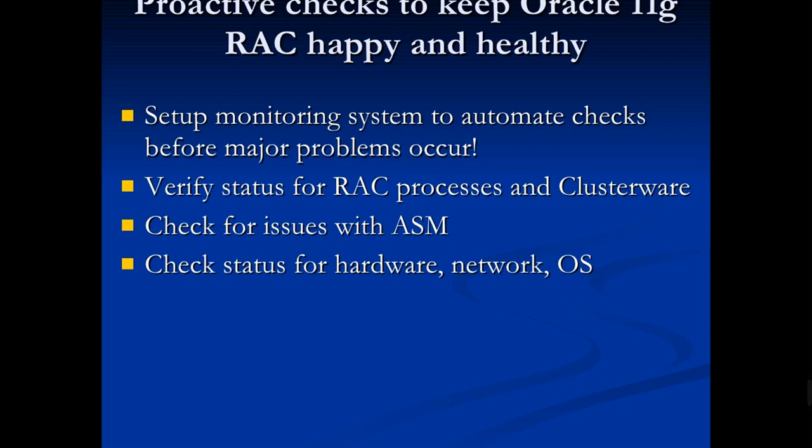Proactive checks to keep Oracle 11G RAC happy and healthy. What we are going to discuss in this chapter: set up a monitoring system, automate checks before major problems occur, verify status of RAC processes and health of clusterware, check for issues with ASM, and check status of hardware, network and OS.